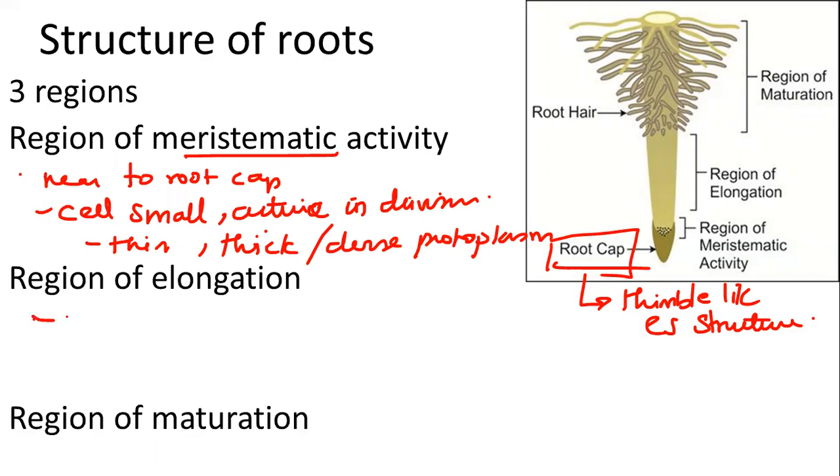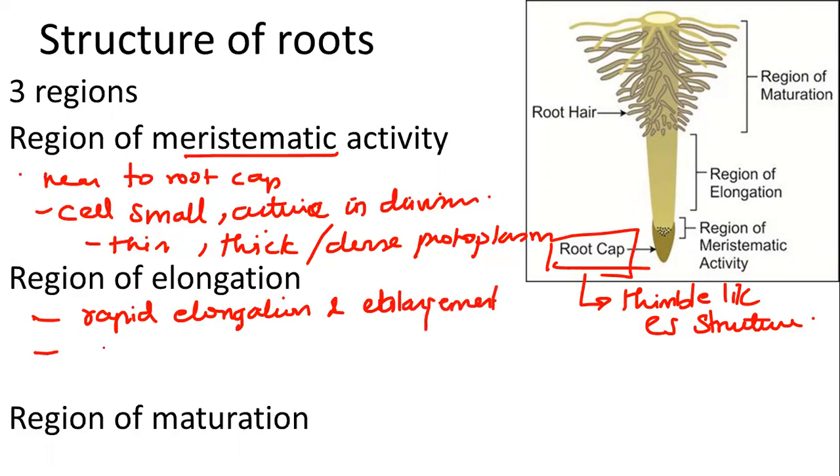The next one is elongation, where the growth induced has to be elongated. Elongation means increasing the length of the plant. Here the cells undergo rapid elongation as well as enlargement, and this region is responsible for increasing the length of the root.